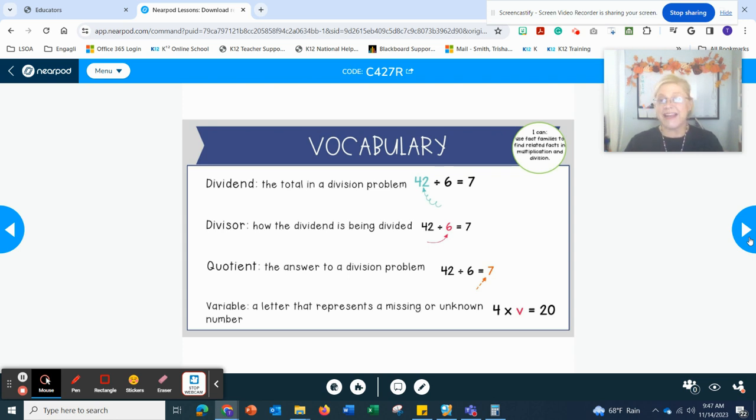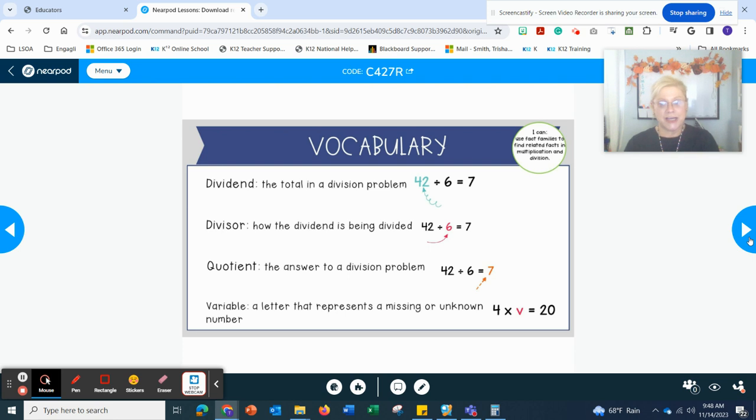Variable, we're getting to that. The goal was to get to that today, but until we really fully understand what fact families are, we're not going to break into what variables are. Some of you might realize we're talking about variables some today. If you get it, you get it. If you don't, it's okay. But a variable is just a letter that represents a missing or unknown number. You'll see if you get it today.